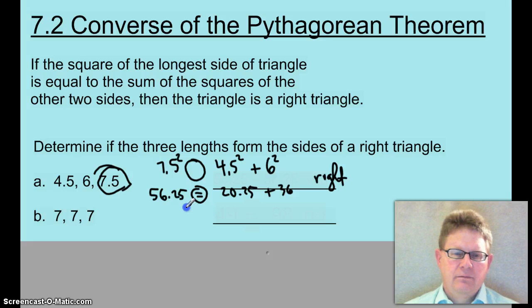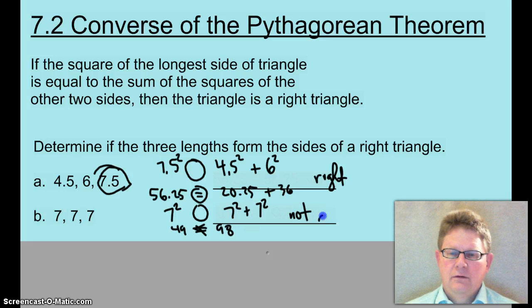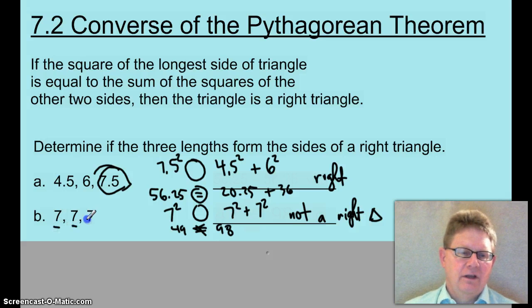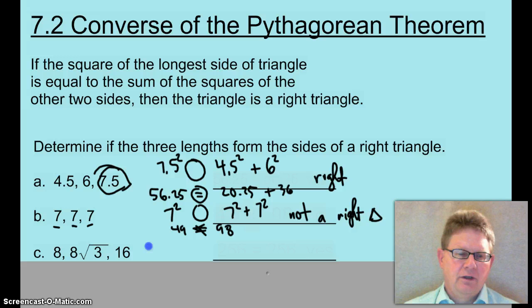7, 7, and 7. 7 squared compared with 7 squared plus 7 squared. It's pretty obvious to see that 49 is not equal to 98. This is not a right triangle. Of course it isn't. It's equilateral. You should have seen that off the get-go. I hope you did. I'm sure you did.